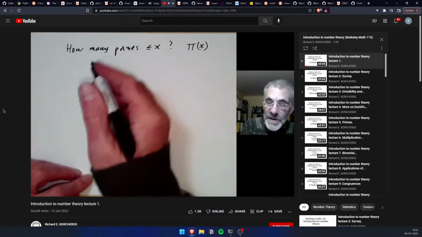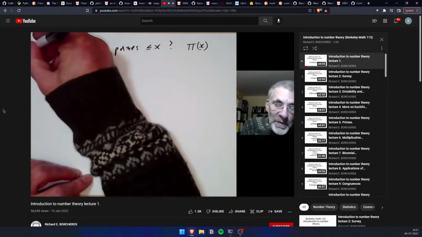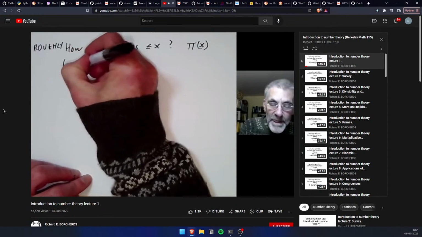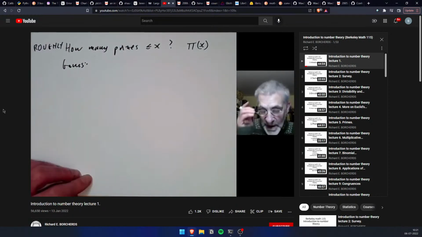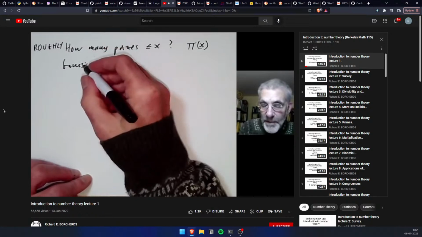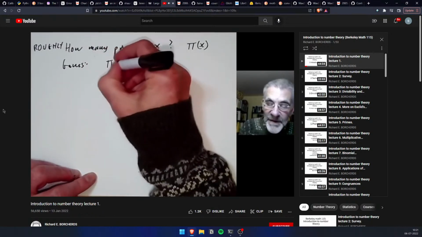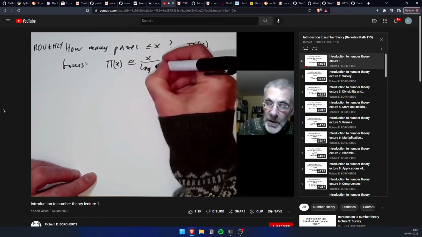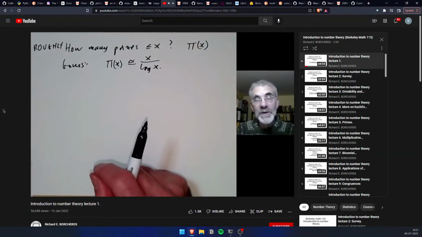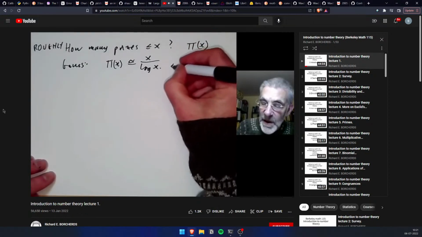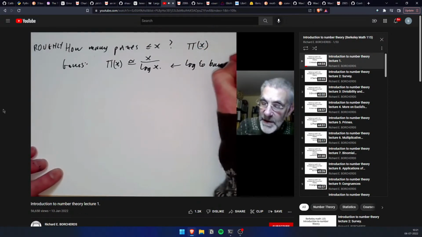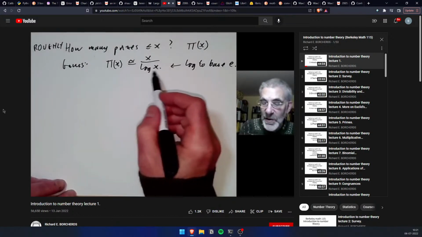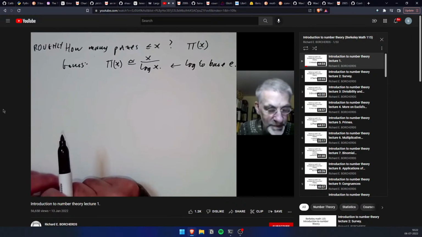But we can ask, what is pi of x roughly equal to? So we can ask roughly how many primes are there. And Gauss came up with a pretty good answer to this. One version of Gauss's suggestion is that pi of x should be approximately x over log of x. And just to warn everybody, since this is a mathematics course, log means log to base e, not to base 10. There's actually no point in taking logs to base 10. So in mathematics, log always means log to base e.